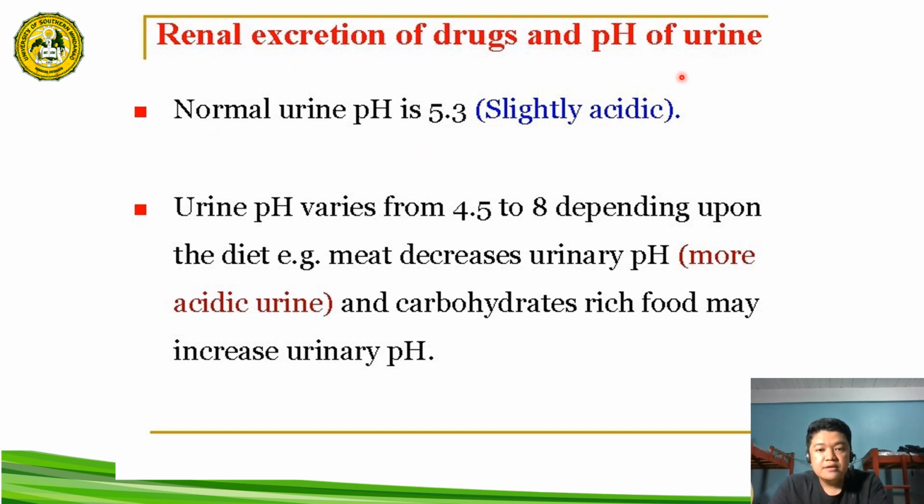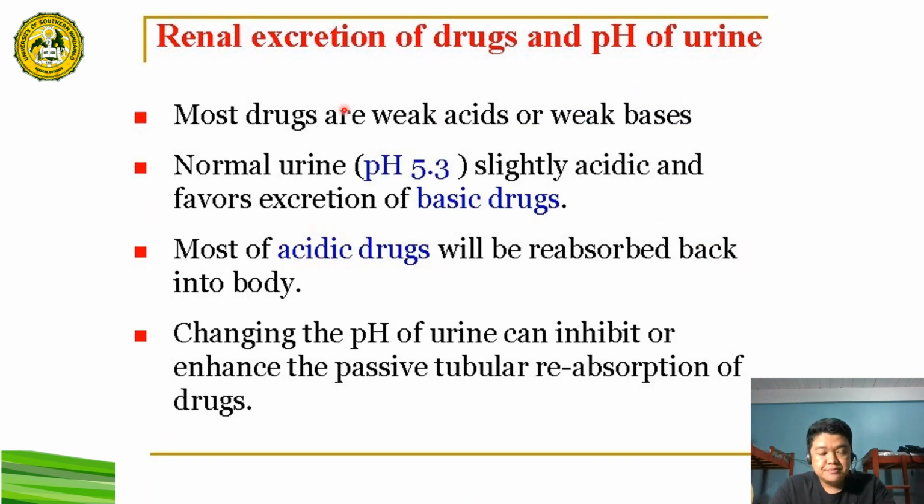So normally, for humans or for monogastric animals, the normal urine pH is about 5.3, and this is a slightly acidic pH. So the urine pH will vary from 4.5 to 8, and that will depend on the diet. For example, meat decreases the urine pH. So when the diet is predominantly meat, the urine will be more acidic. And carbohydrate-rich food may increase the urinary pH.